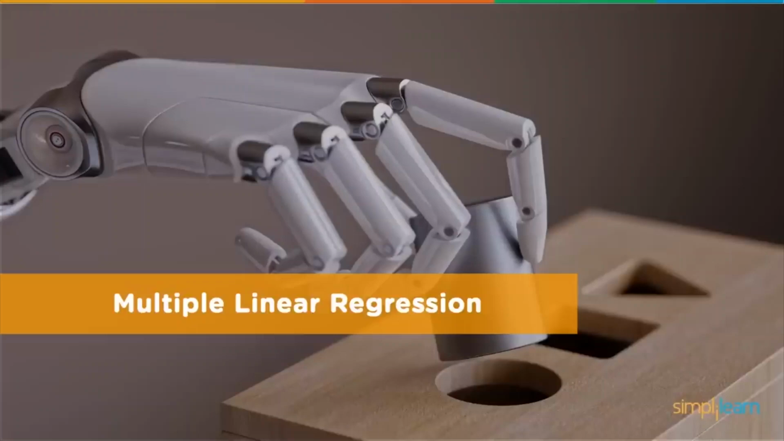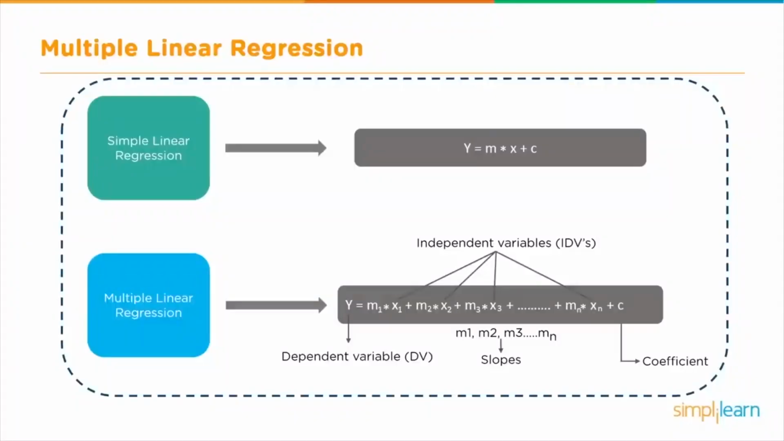Multiple linear regression. Let's take a brief look at what happens when you have multiple inputs. So in multiple linear regression, we'll start with the simple linear regression, where we had y equals mx plus c, and we're trying to find the value of y.